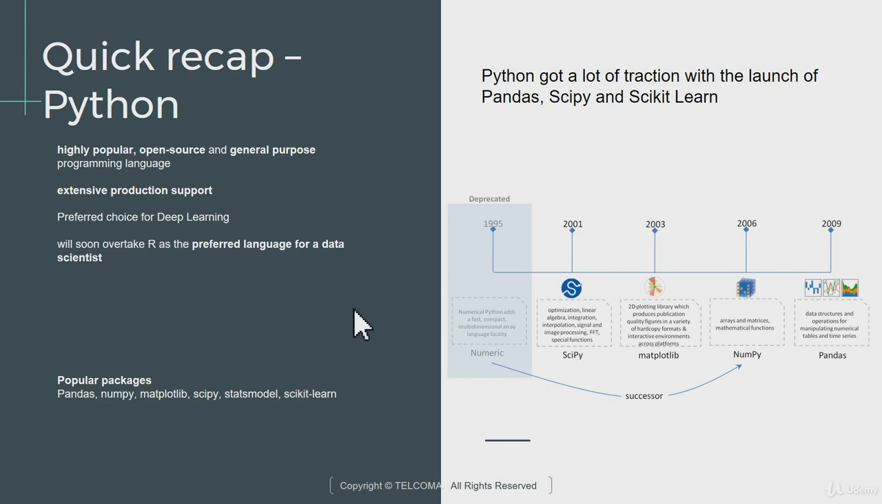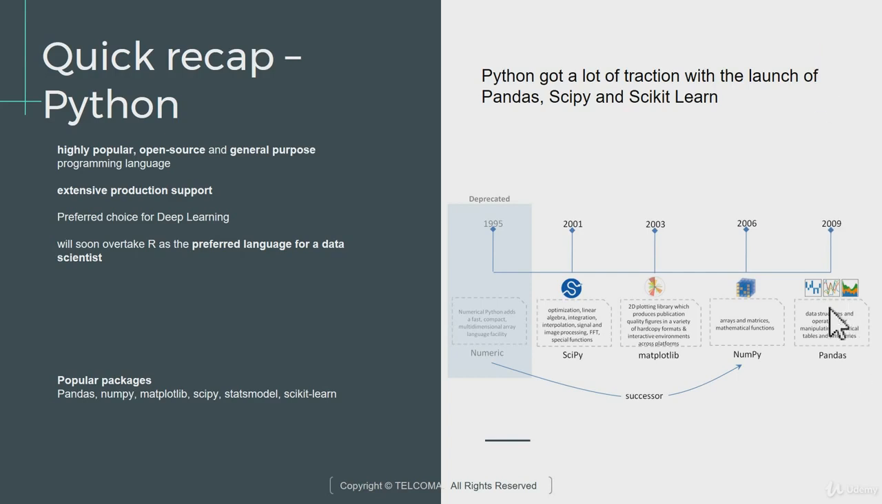Just a brief overview of the timeline. It started somewhere around 2009, at the same time when Python was getting widely recognized for data analysis and data science. This is when Pandas came into the picture.